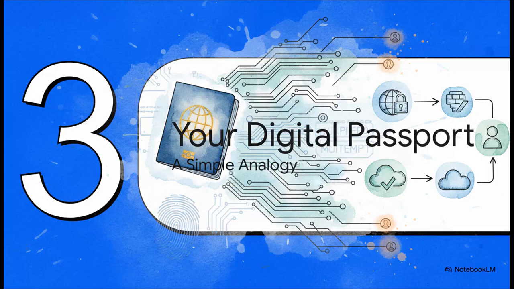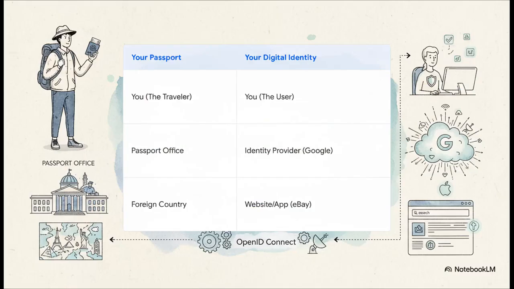Simple as that. Now, to really wrap your head around this, the absolute best way to think about it is to imagine it as your digital passport. I promise, this analogy makes everything just click. Okay, check this out. On the left, you've got the real world. You're a traveler. The passport office is the official group that proves who you are. And a foreign country trusts that passport, right? They don't need to do their own background check on you.